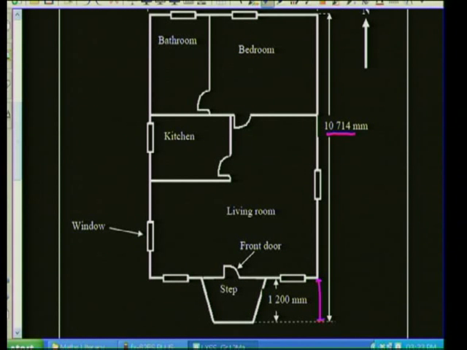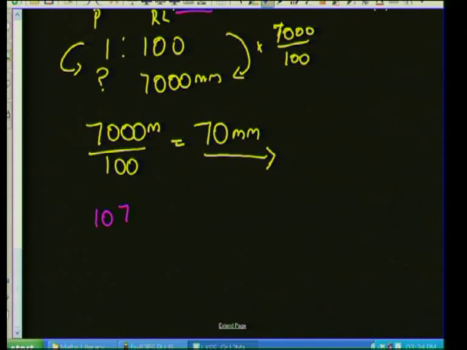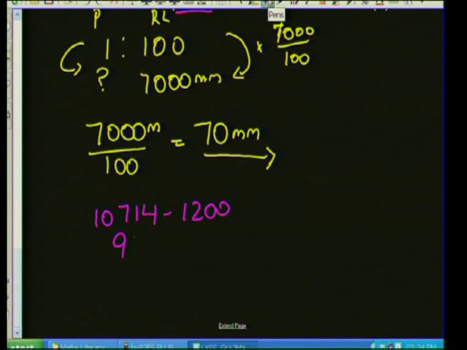Now my 10,714 millimeters was up to the end. So I'm going to take that and minus my 1,200 millimeters, which is just that part there. So let's do that first. 10,714 minus my 1,200. So on my calculator, 10,714 minus my 1,200, and that's 9,514. So that's 9,514. Remember, those were millimeters.